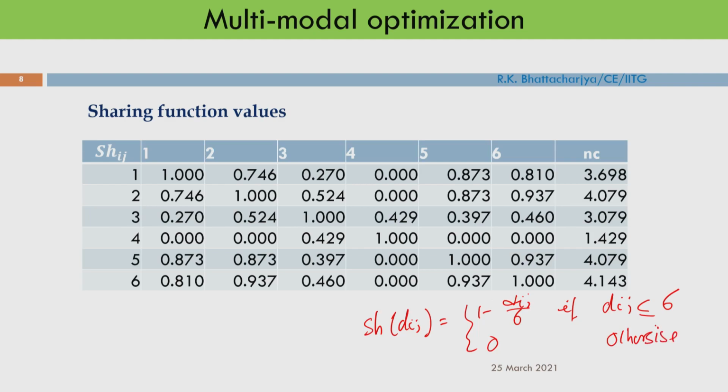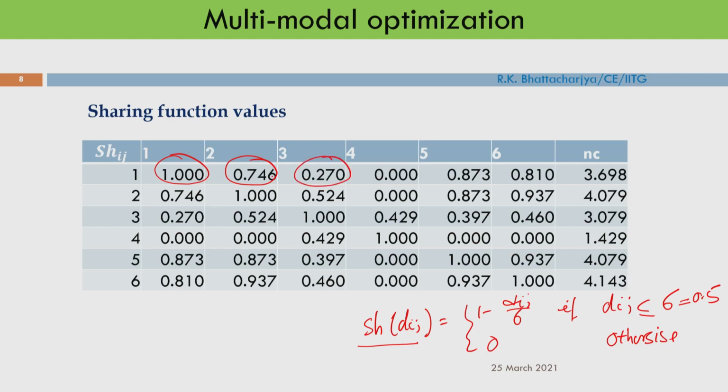Okay. Now, you can see that the distance between 1 and 1 is 0. So, therefore, Dij is 0, and the sharing value is 1. Here also the distance is less than sigma. In this case I have taken sigma equal to 0.5. So, here it is less than sigma, and you are getting 0.746. Here also it is less than sigma.